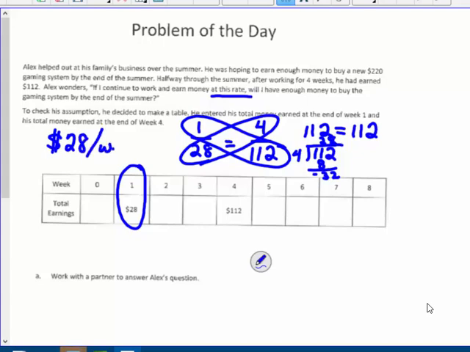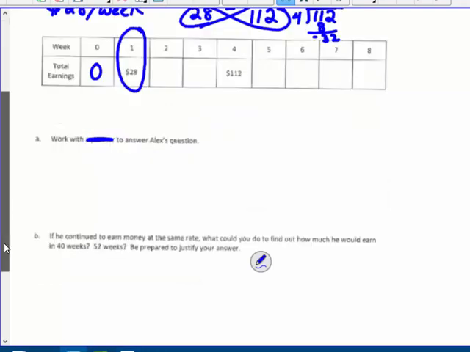Knowing that it's $28 per week, go ahead and fill in this table. And he hasn't worked anything for 0 weeks, so obviously he has 0 money. Fill in the rest of the table with the rate of $28 per week. He wonders, will I have enough money to buy the gaming system by the end of the summer? And then answer question B. And we'll go over this in class. So pause the video and answer the first page.